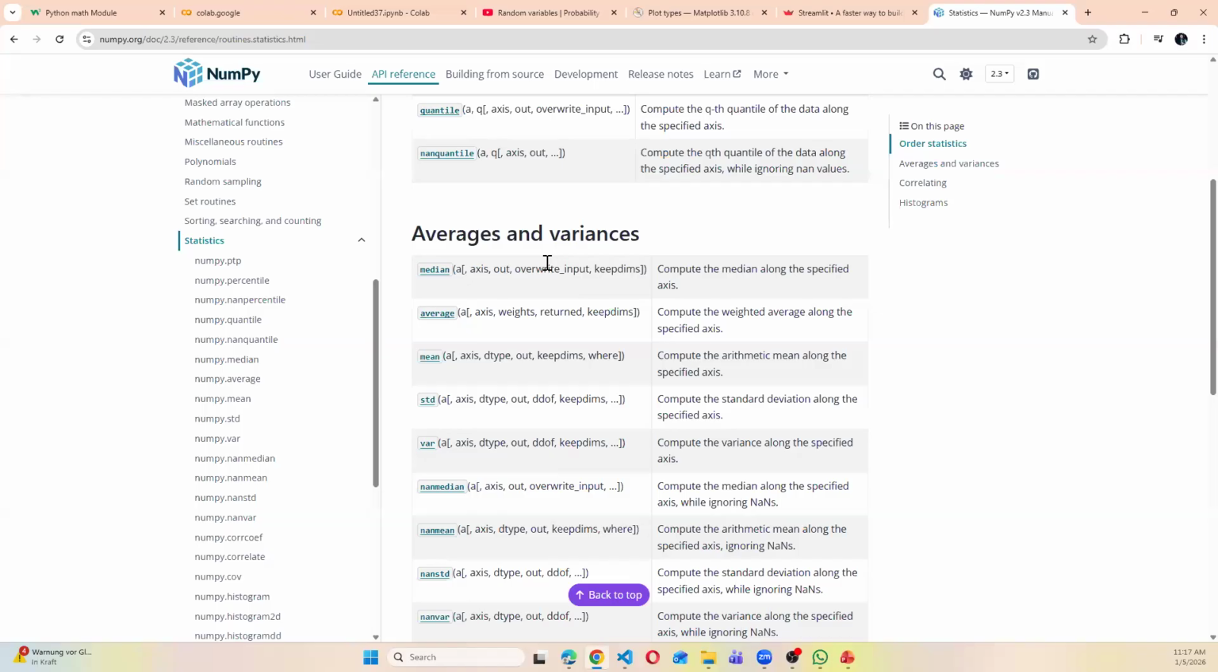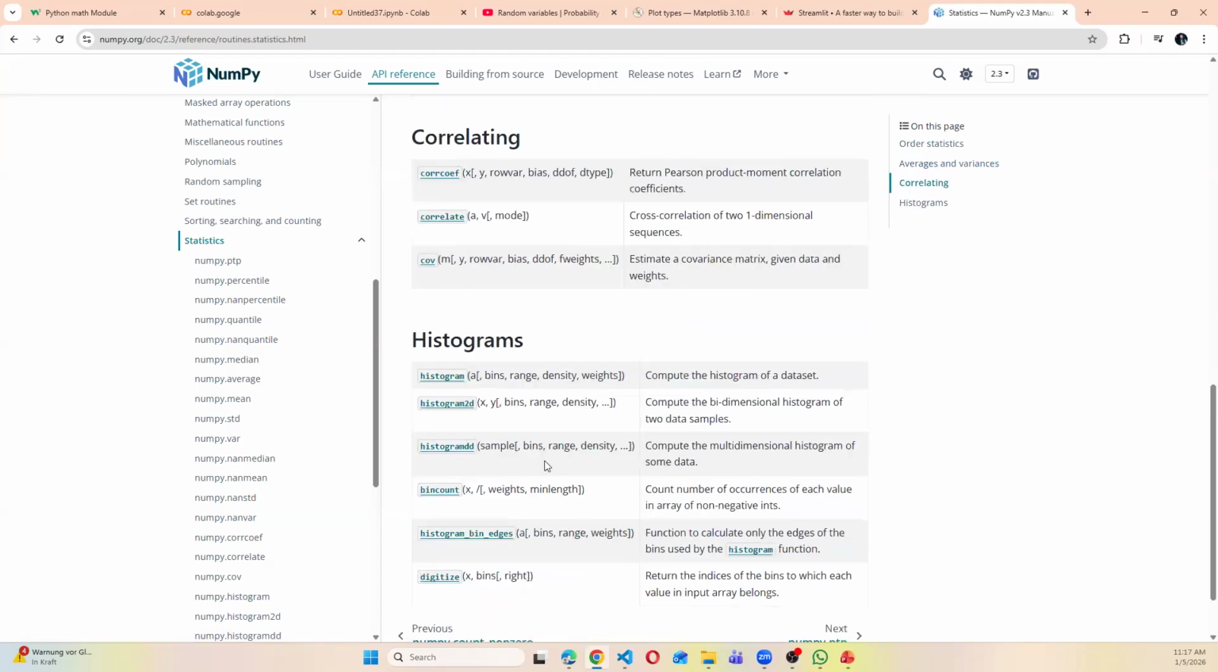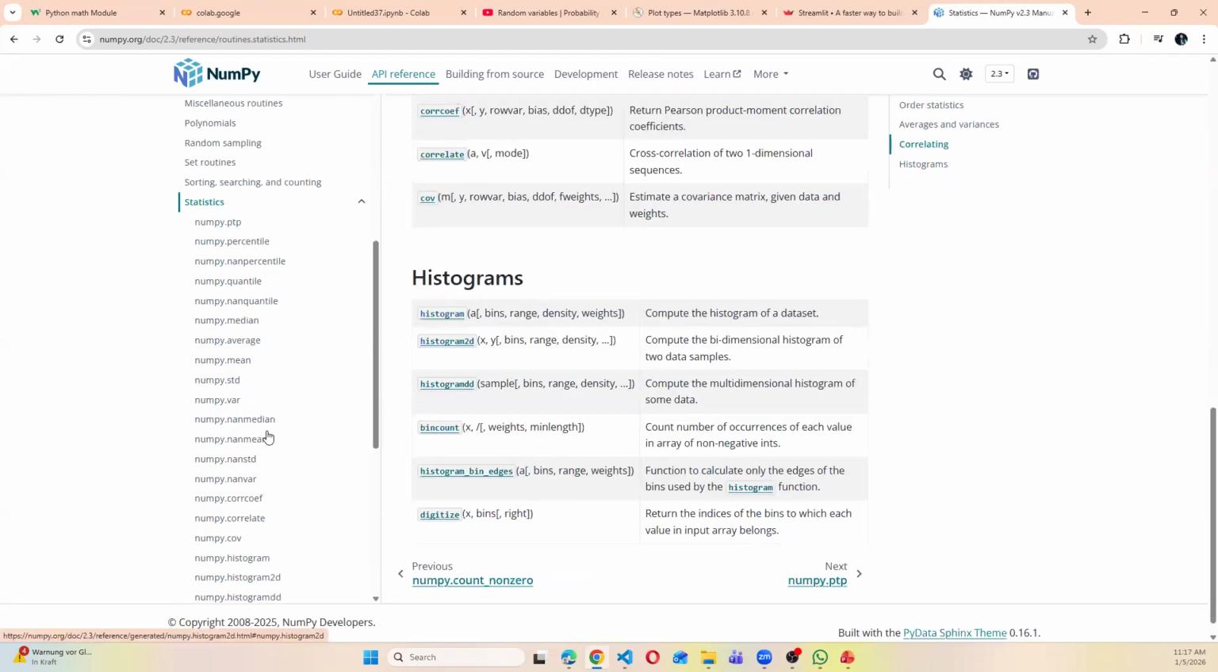I will try to find out these values for descriptive statistics. I can find histograms and all these things with NumPy.